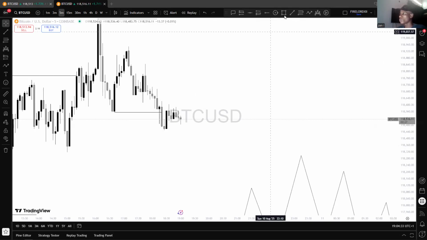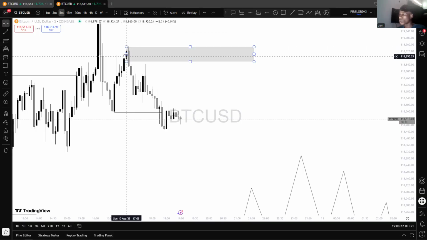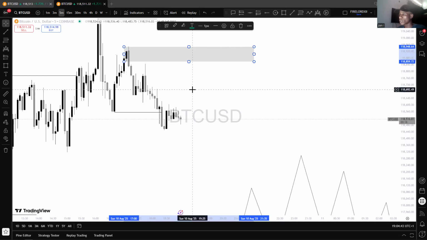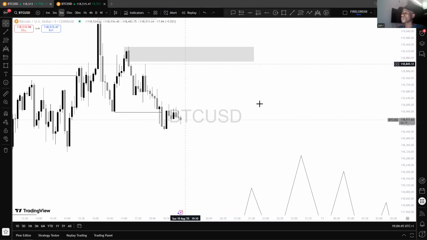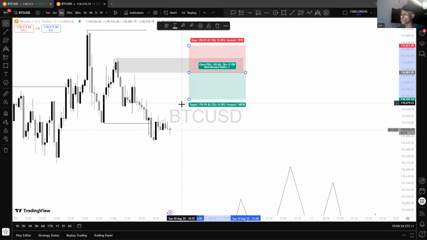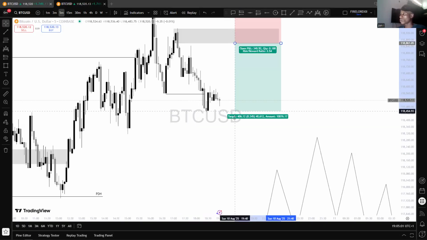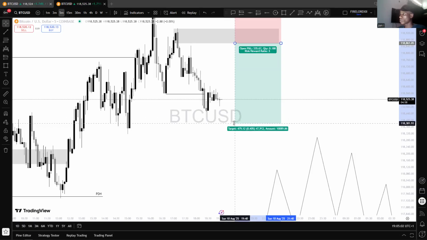What's the next thing to do? We try and identify an order block that we can use to take our trade, and hopefully we get to follow it to the opposing side of the range. So this is, oh, sorry, we only need 1 to 3.